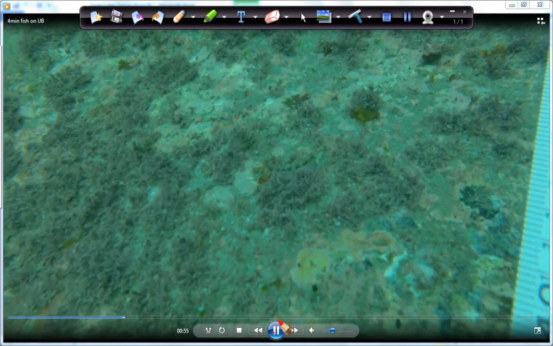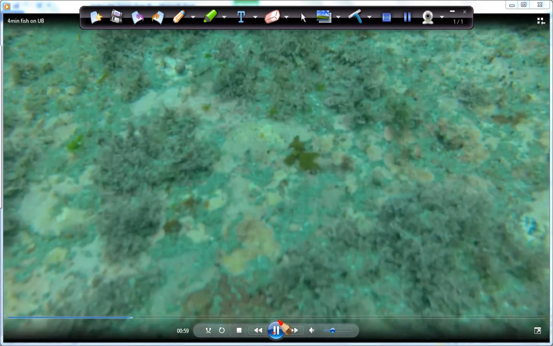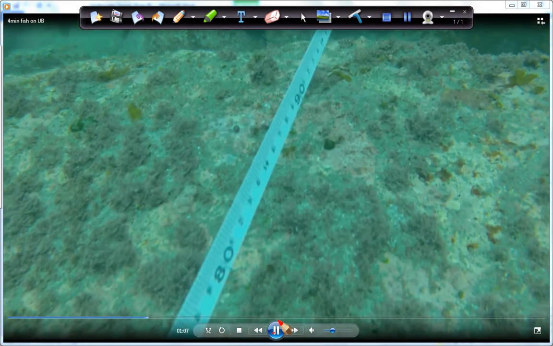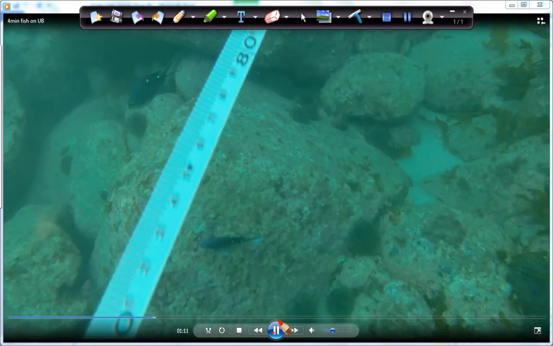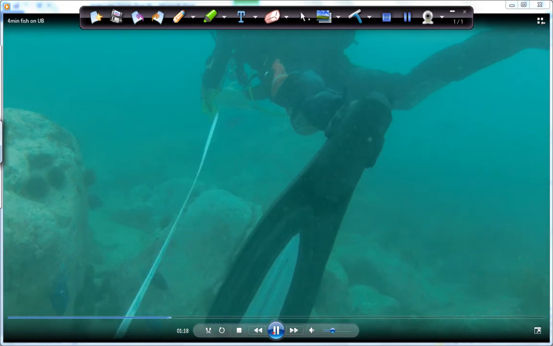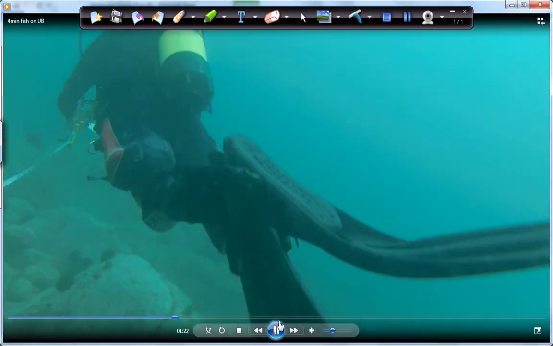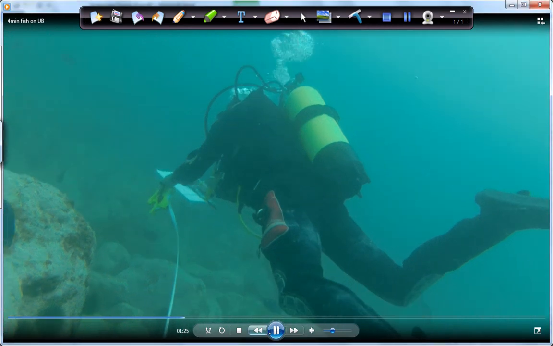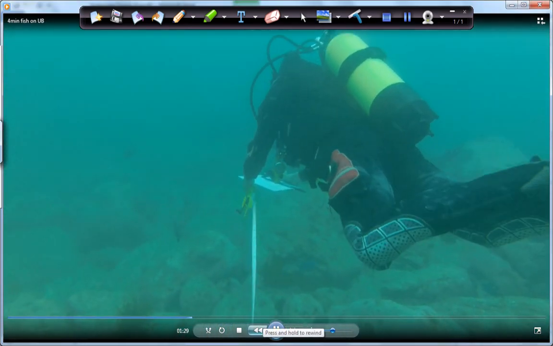I think in this video recording we'll reach the survey diver who's moving ahead. As you can see, the diver has both the reel and the recording slate held in the left hand, so using the right hand to record the fish seen. You can see that reel is unwinding quite easily behind him.